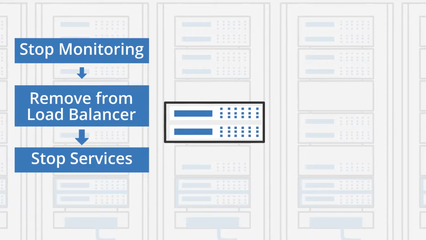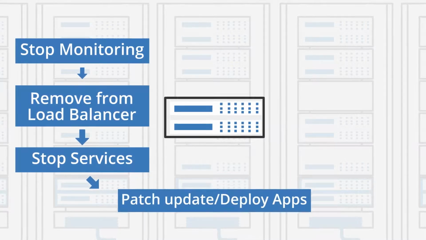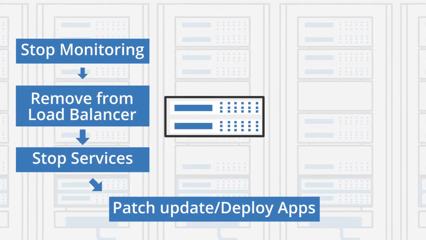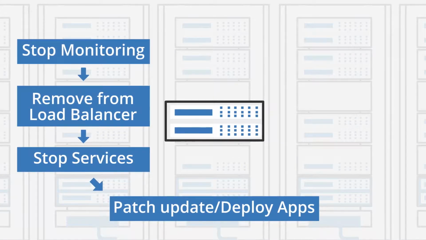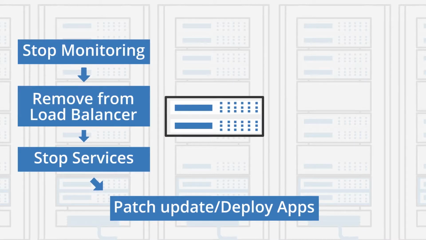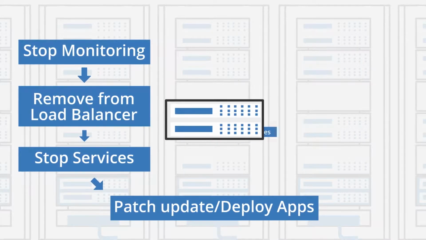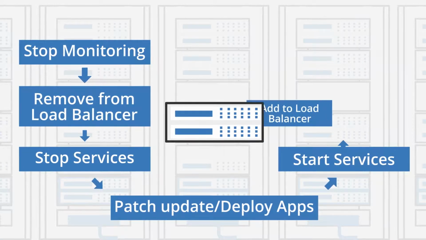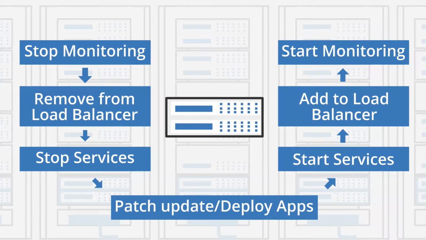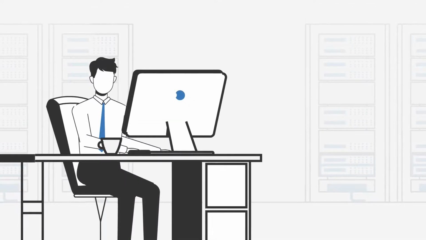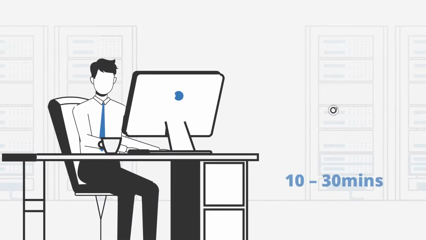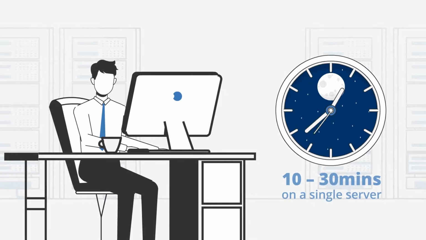Additional services will also need to be stopped. Once done, the IT team can then proceed to carry out the main task of performing patch update or application deployment. After completion, the server has to return to its initial settings, which means that all services, load balancing, and monitoring activities would be resumed on the server. Depending on the complexity of the process, this would take about 10 to 30 minutes on a single server.